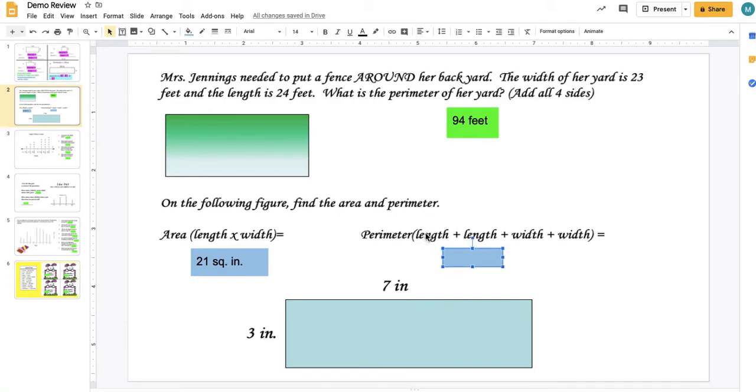Now for my perimeter. I wrote a note again. We were supposed to be adding the entire outside. I know the top is 7, the bottom is 7. The side is 3, the other side must be 3. So I'm adding 7 plus 7 equals 14, 3 plus 3 equals 6, and I should be getting that the perimeter is 20 inches.